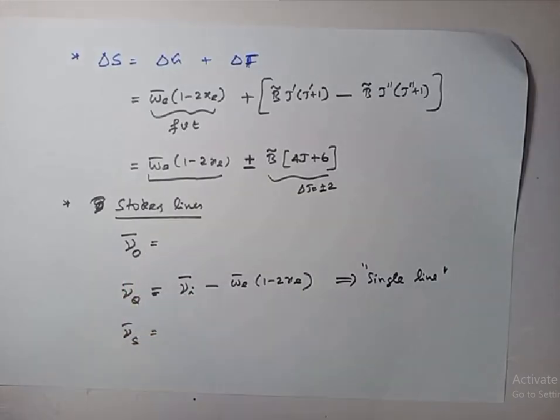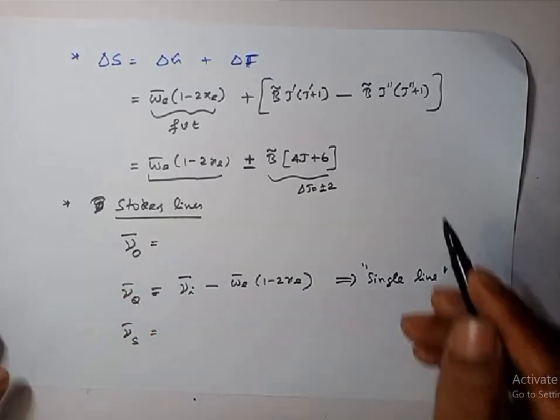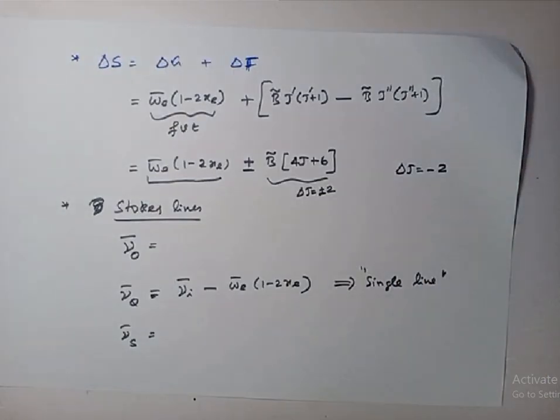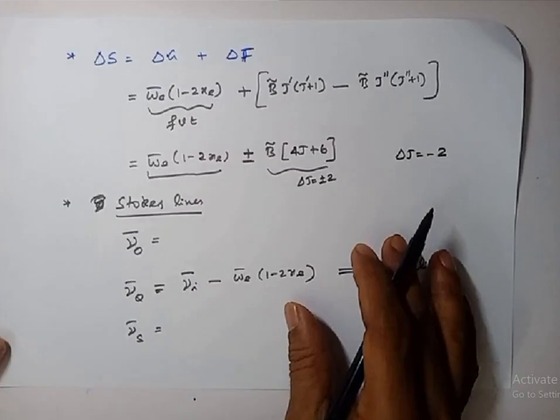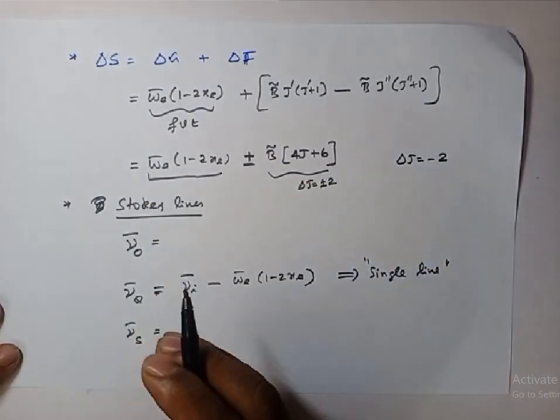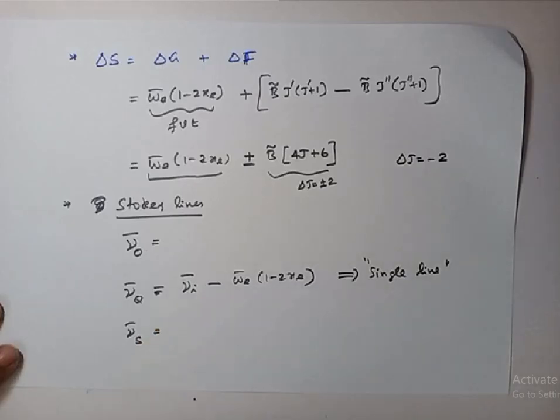What about the O branch? Okay, for O branch, you know very well, delta J should be minus 2. Delta J should be minus 2 for O branch. Right? If delta J is minus 2, what does it indicate? It indicates that we get lines at a little lower frequency compared to Q branch. What is meant by that?